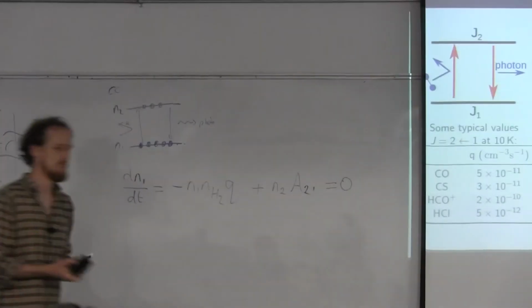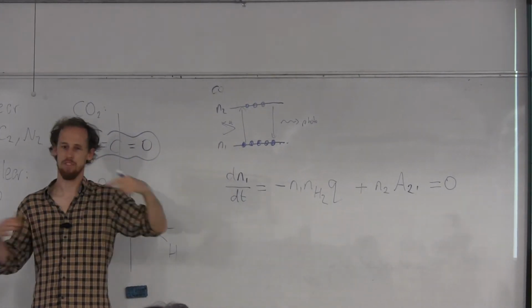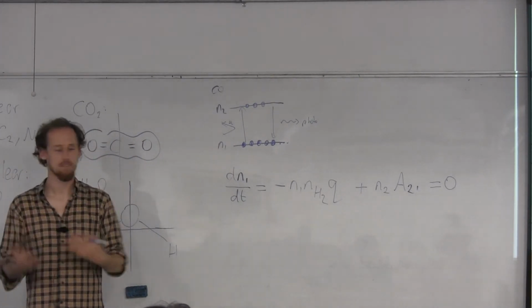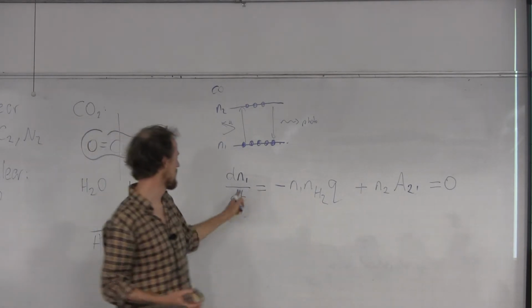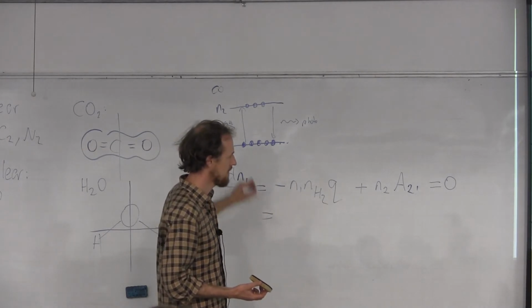Okay. And so eventually, though, the number of particles in the upper and lower states will be in a kind of equilibrium. There's collisions, there's radiation. Given enough time, it'll form into a state where there's no longer any change with time in this level. It's equal to 0.